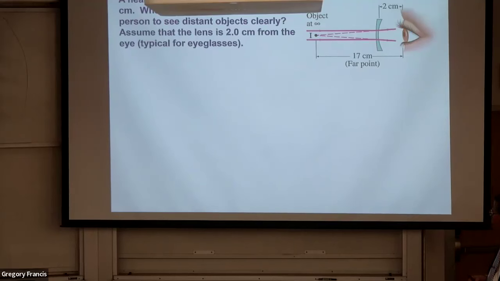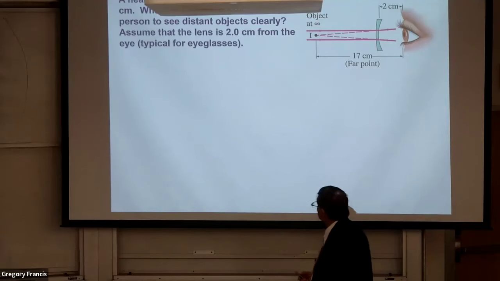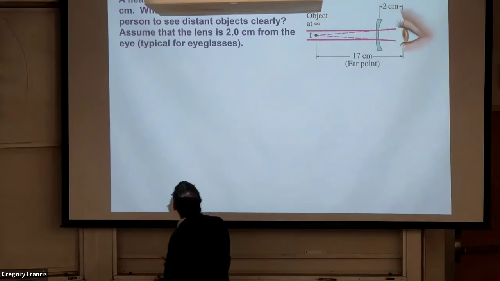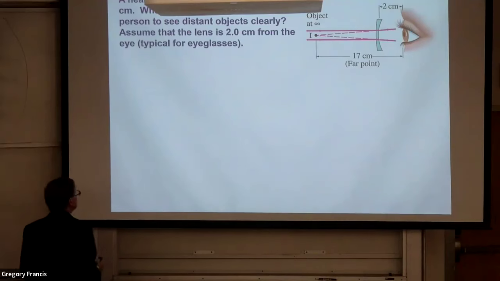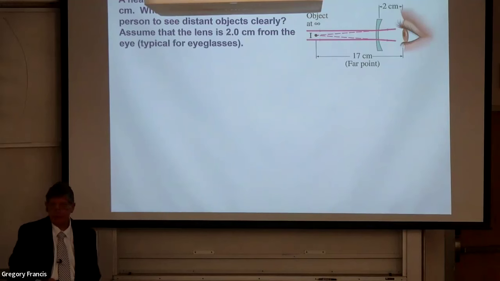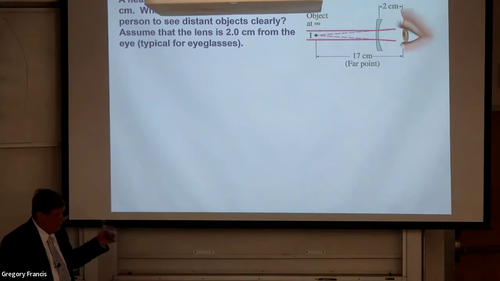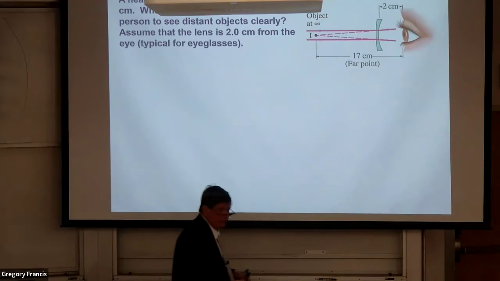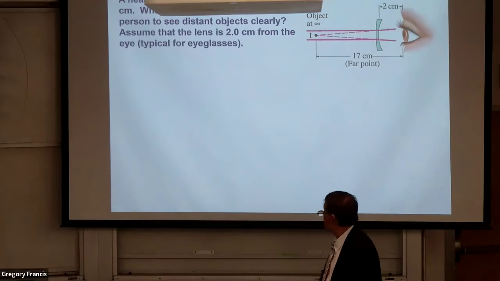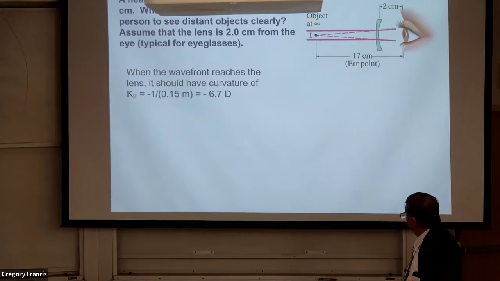There's some parts that are easier, some parts that are harder. In this case, we've got a nearsighted eye that has a far point of 12 centimeters. It's supposed to be infinity. Nowhere close. 12 centimeters, okay? And so the question is, what power is needed for this person to see distant objects clearly?